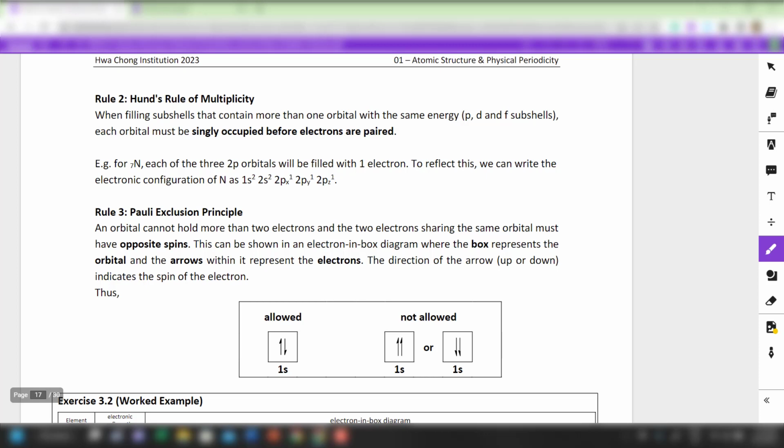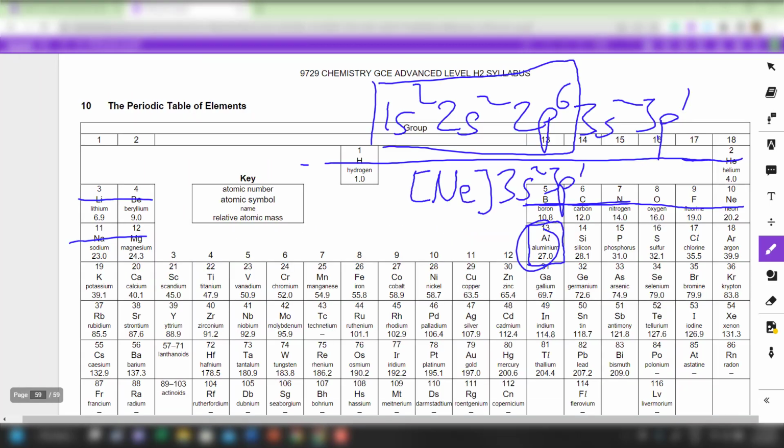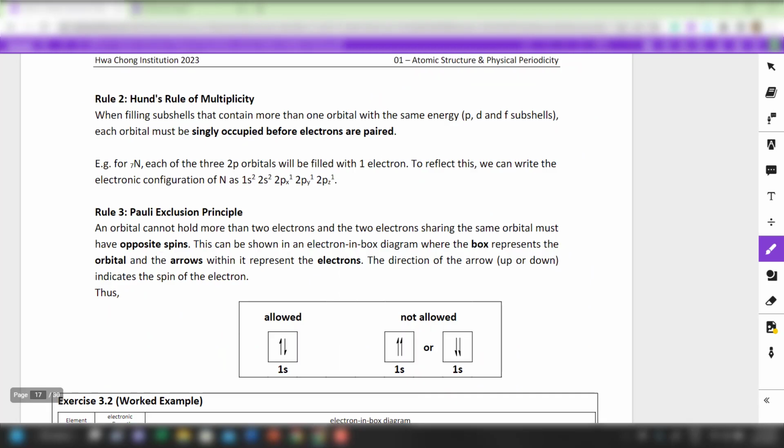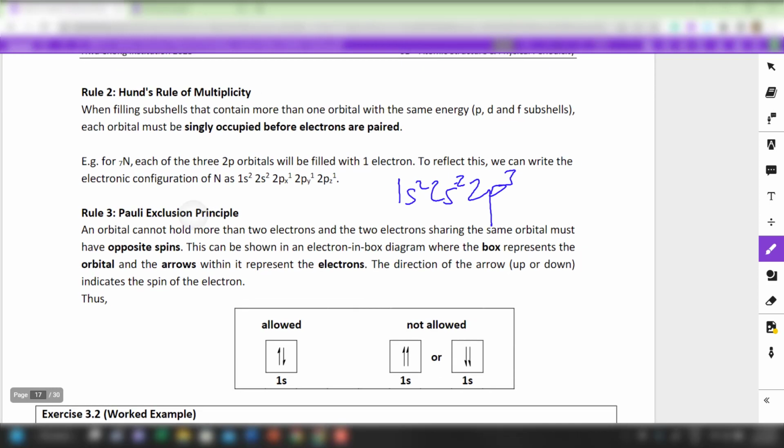So I must occupy them singly first before pairing can occur. Yeah, so this is Hund's rule. For example, just now we talked about nitrogen, right? For nitrogen, the electronic configuration was 1s2, 2s2, 2p3, correct? The 2p3, because p has px, py, and pz.